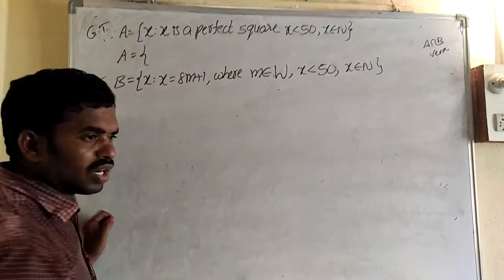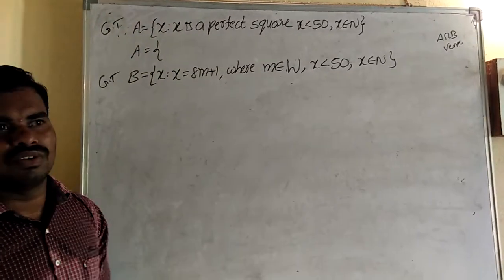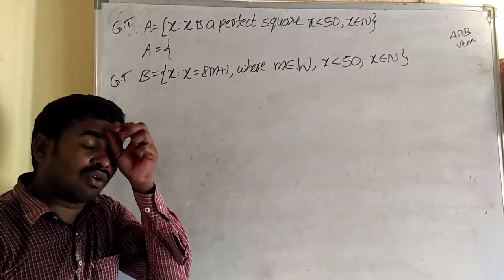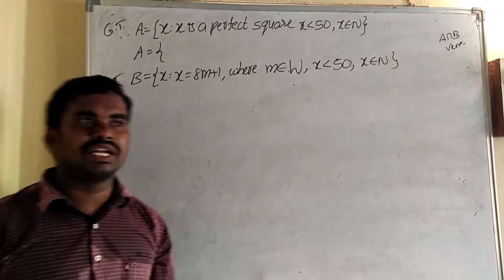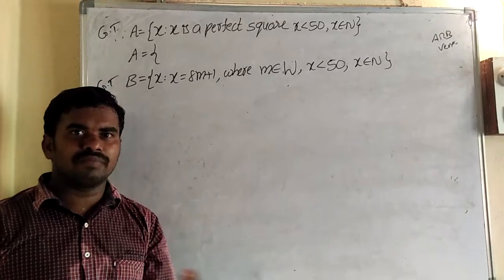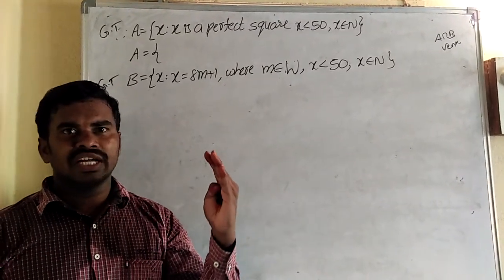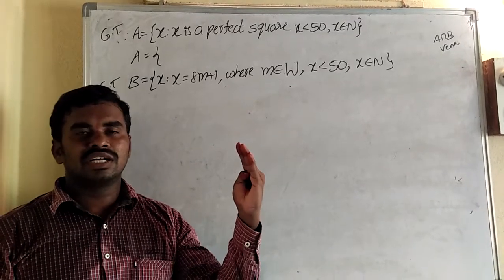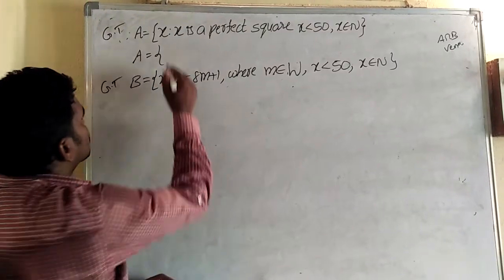Perfect squares. What are perfect squares? 1 times 1, how much? 1. 2 times 2 is 4. 3 times 3 is 9. 4 times 4 is 16. So these are all perfect squares. Means 1, 4, 9, 16. Then next 25, next 36, 49, and so on. These are perfect squares.